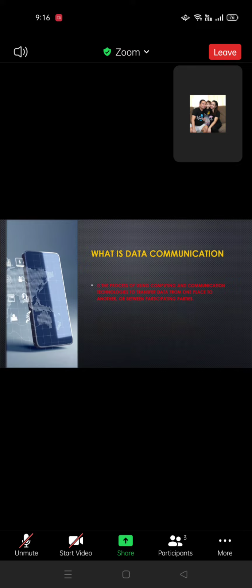It is the process of using computing and communication technologies to transfer data from one place to another or between participating parties. It refers also to the exchange of data between two or more networked or connected devices. These devices must be capable of sending and receiving data over a communication medium. Examples of such devices include personal computers, mobile phones, laptops, and etc.